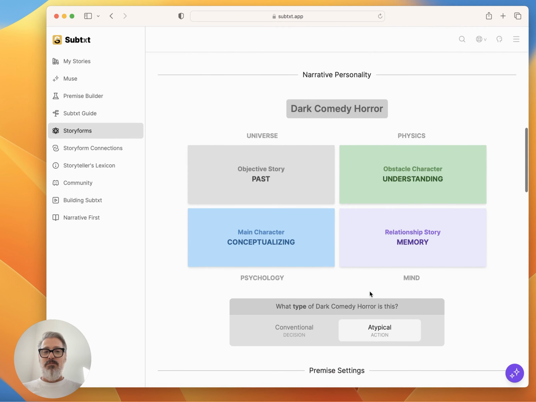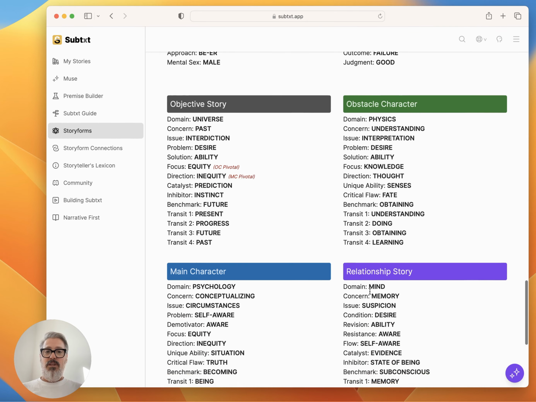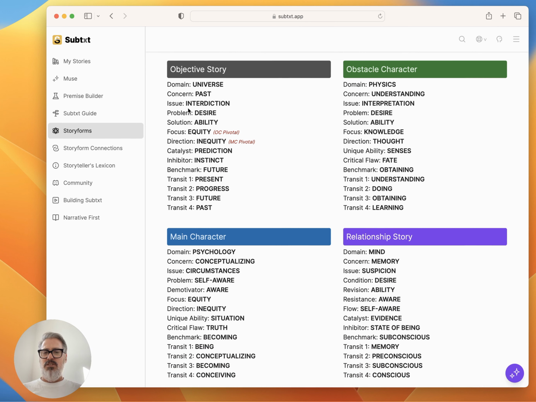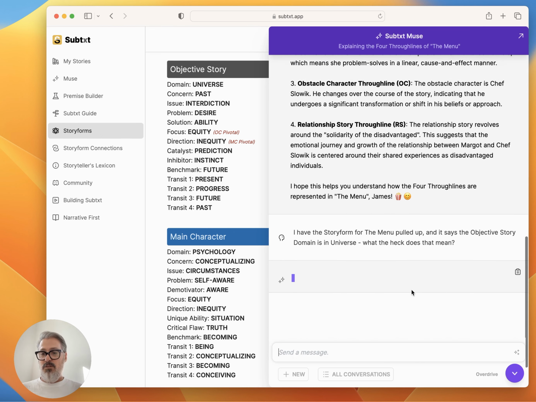And then you can come down here and look at perhaps, let's look at the entire Storyform here, and then just have it explain to you what all these different things mean, what these different items mean. So you just say, I have the Storyform for The Menu pulled up, and it says the objective story domain is Universe. What the heck does that mean? Because there's a good chance you have no idea what it means, unless you've taken one of my classes. So then, all right, sure.